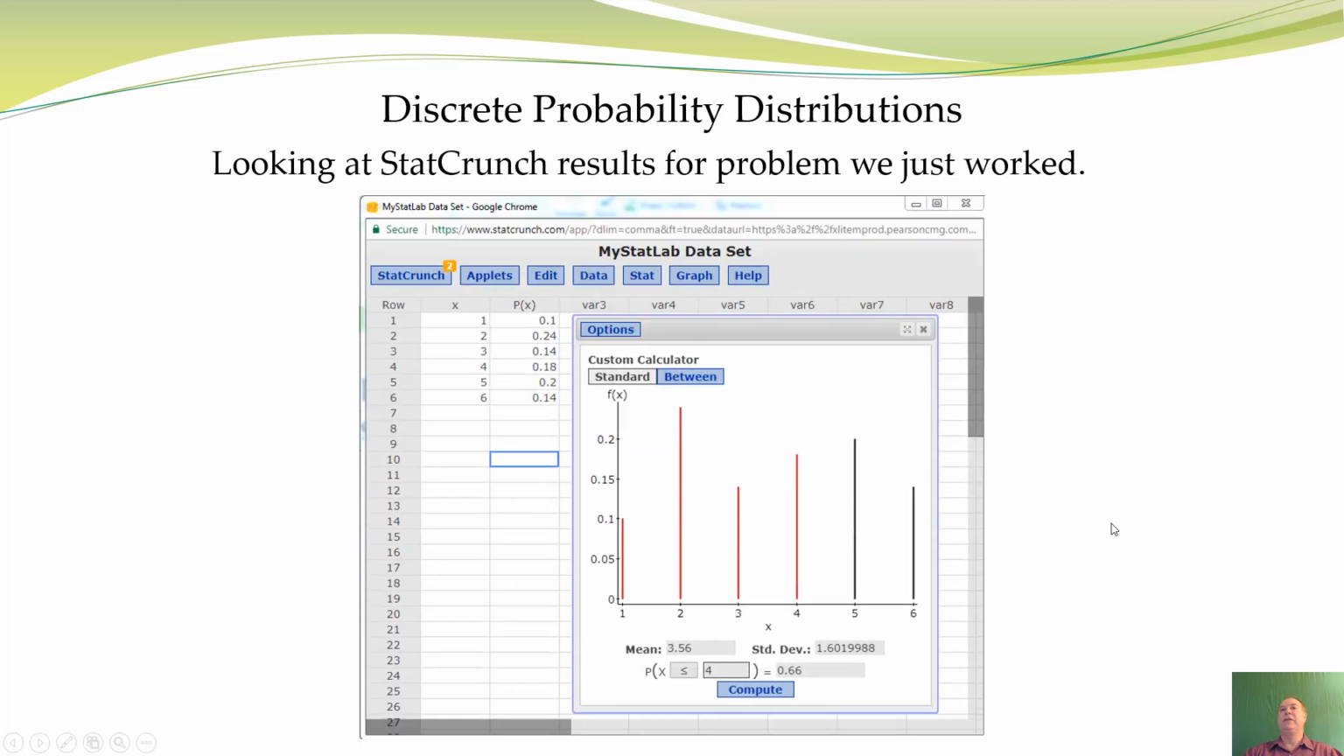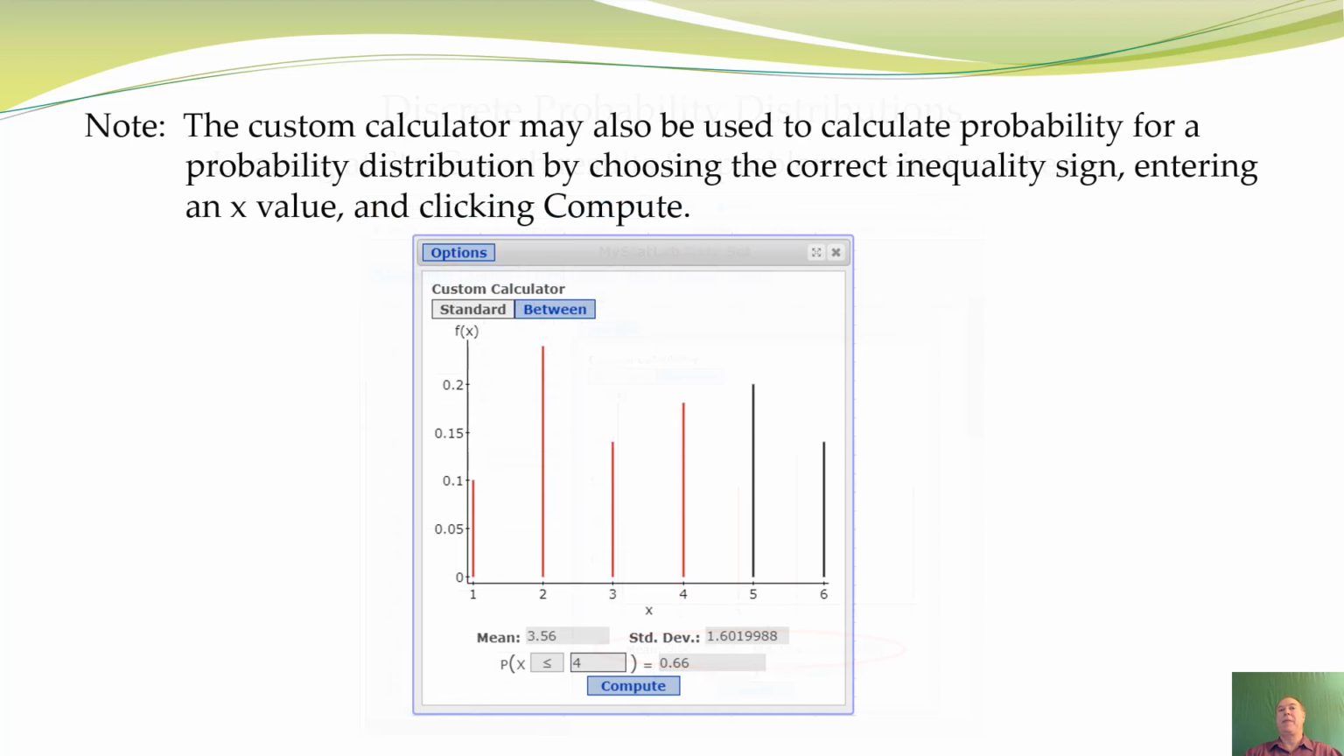Now if we look at a problem similar to one I already did, the mean and standard deviation would be down here. This would be the graph. And we could also compute probabilities by entering the inequality and entering a value, and click compute, and then over here we will see the probability of that individual one.